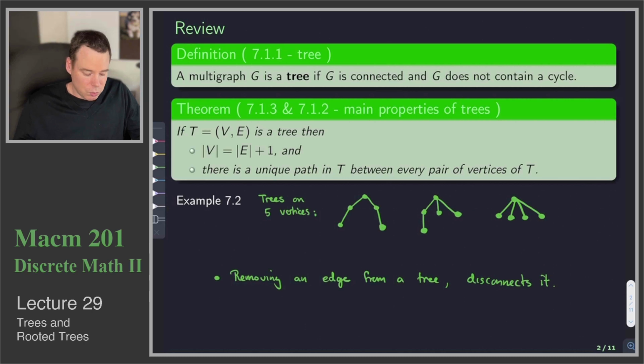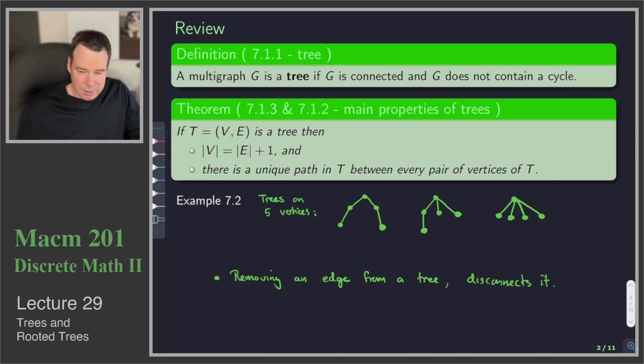So is the result a tree? Well, if I removed an edge and the resulting graph was a tree, then it would have to have this relationship. The number of vertices would have to be the number of edges plus 1. But I already knew that the original graph had that relationship. When I remove an edge, I don't change the size of the vertex set.